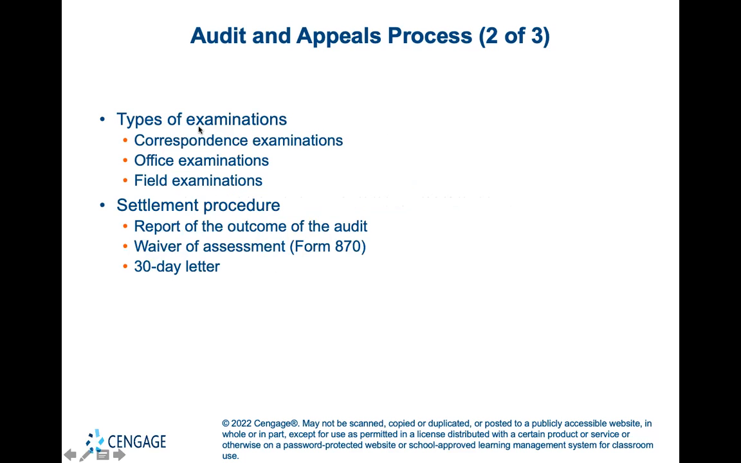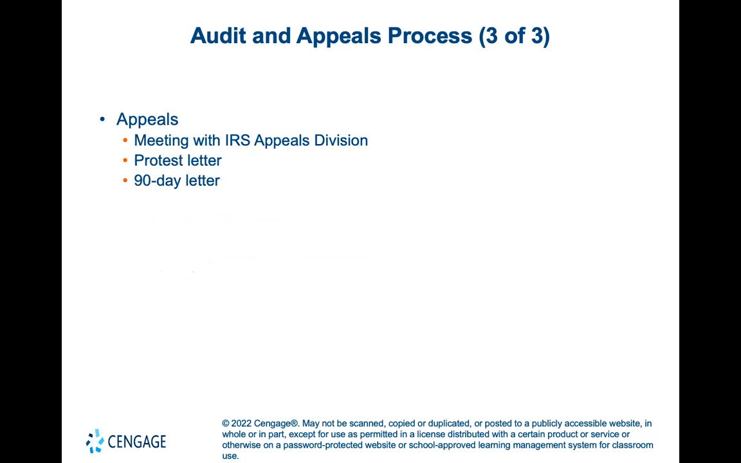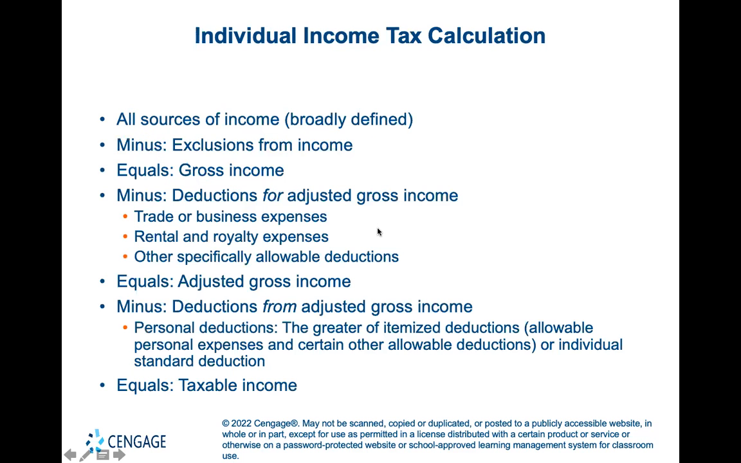So audits and appeals, types of examinations: correspondence examinations, office examination, field examinations, settlement procedure, report of the outcome of the audit, waiver of assessment is Form 870, and then 30-day letter. Okay, they'll never contact you by phone. Never. It's always with a letter. So the appeals: meeting with IRS appeals division, protest letter, and then a 90-day letter. So this is kind of what will happen.